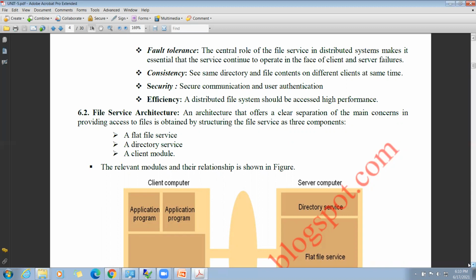Consistency. See, the same directory and file contents in different clients at the same time. Why?